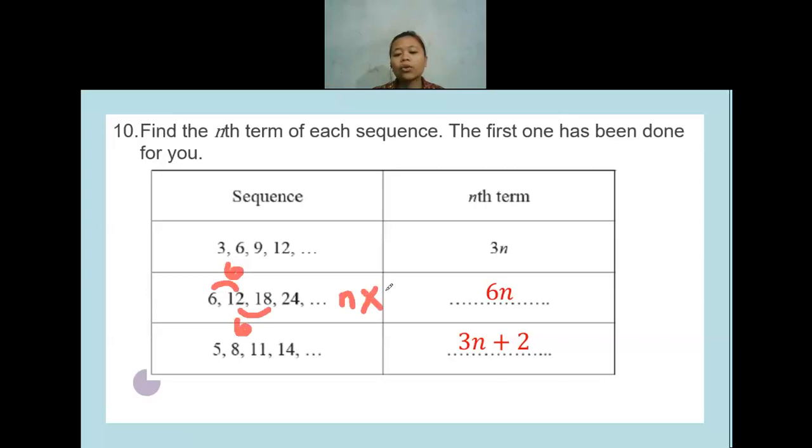Now I need to check for the first term. The first term means n is 1. 1 times 6 already equals 6. That's why the nth term will be only 6n.